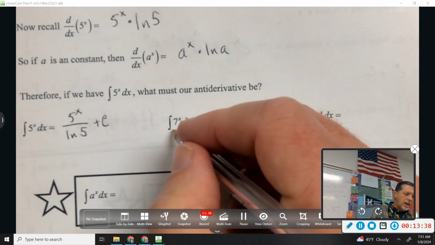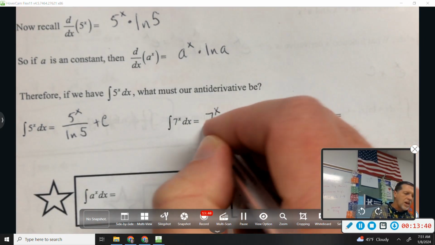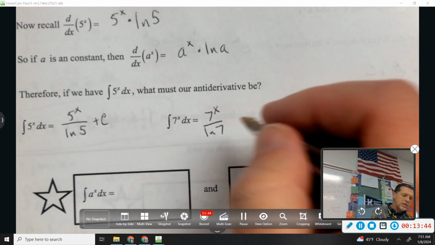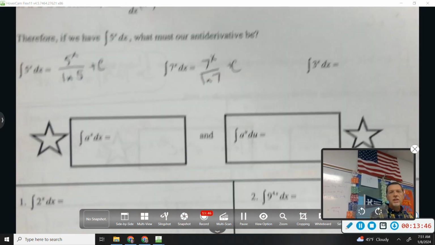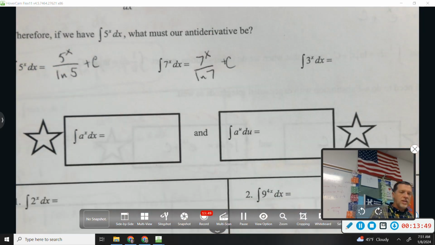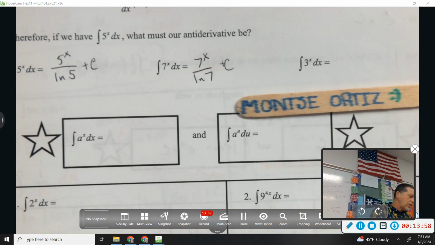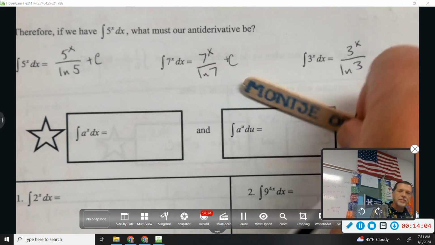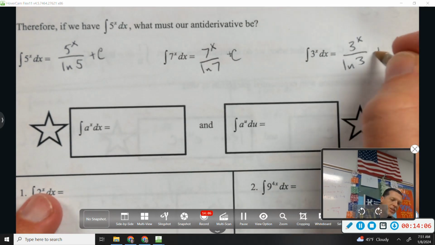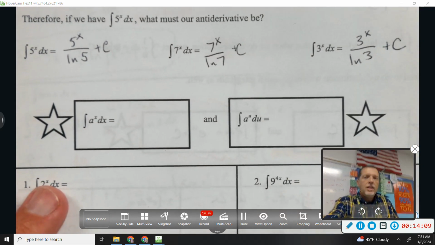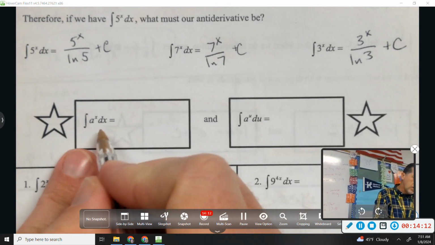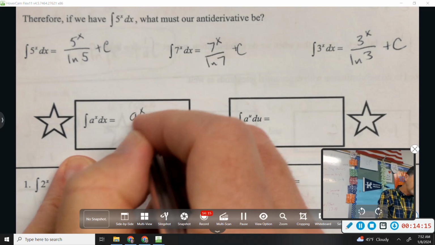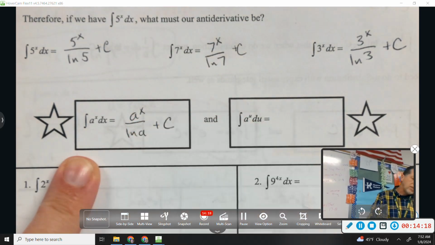Same thing on the others. Antiderivative of 7 to the x is 7 to the x, but divide by natural log 7. Antiderivative of 3 to the x. That was an easy one. Monty, follow the pattern here. What's the antiderivative of 3 to the x? Yes. Plus c. I forgot the plus c, but you remembered. Thank you. And so the antiderivative of a to the x is a to the x divided by natural log of a plus c.